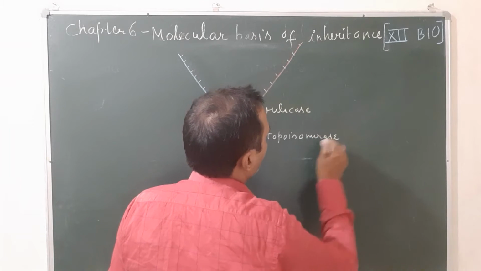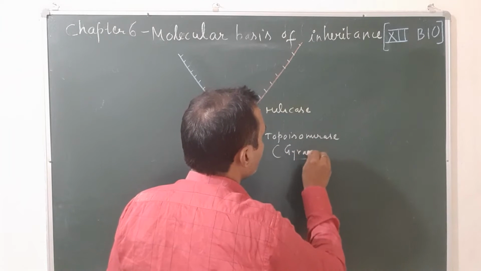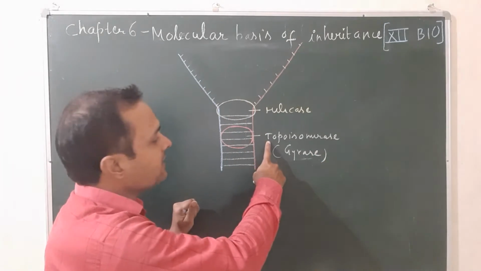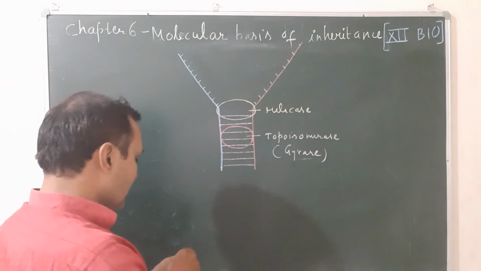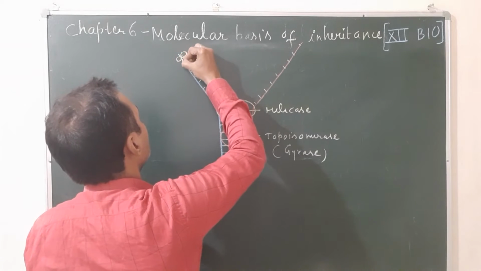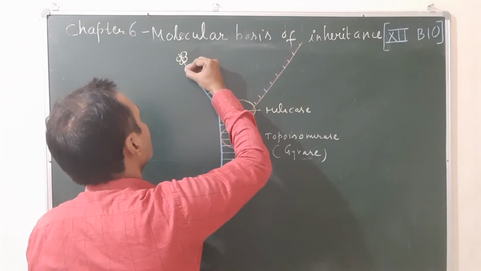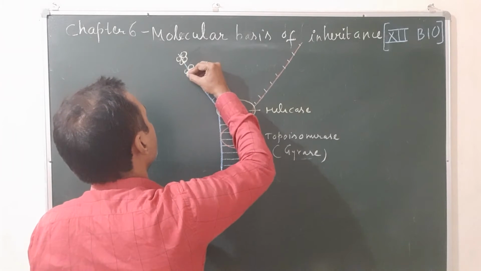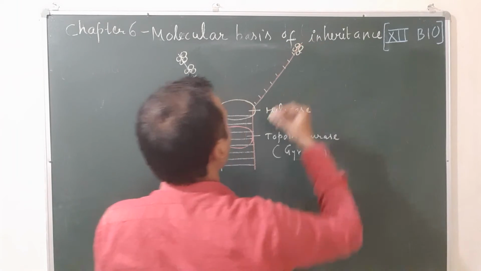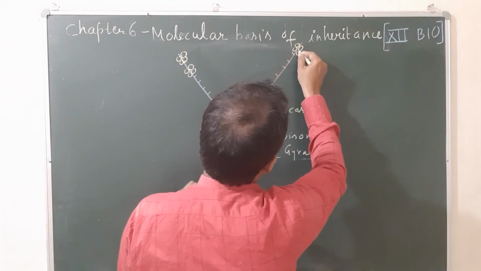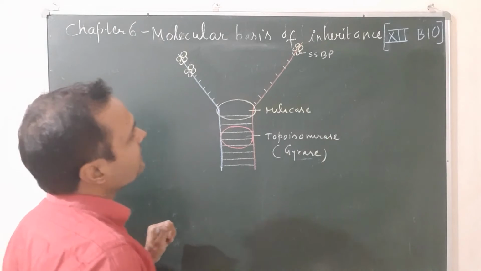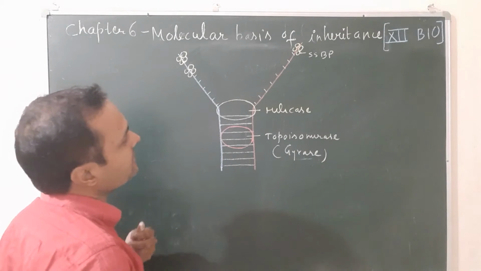Topoisomerase is also known as gyrase in case of prokaryotes. In case of eukaryotes, it is called topoisomerase. In case of prokaryotes, it is called gyrase. And one more enzyme helps to stabilize DNA in the single-stranded form and is found in tetrameric form, known as single-stranded binding proteins. It is a special kind of protein that helps to stabilize the DNA molecule in the single-stranded form, known as SSBP. SSBP stands for single-stranded binding proteins, as well as single-stranded stabilizing protein.